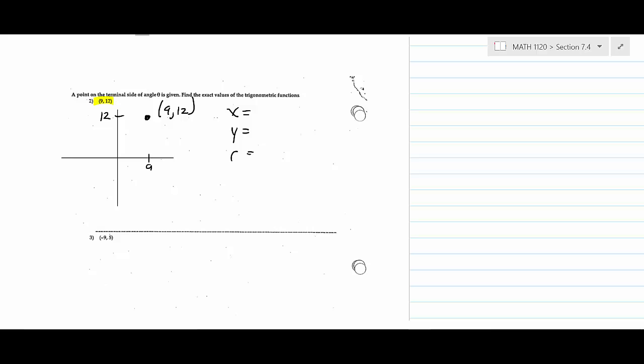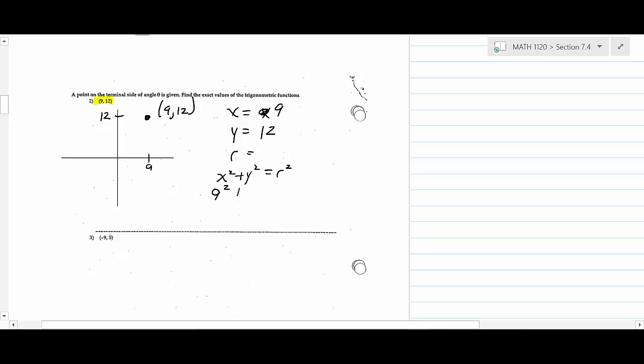Okay, so what's x? What did I give you? 9. What's y? Okay, so I have to give you that. So x is 9, y is 12. How do you find r? Pythagorean theorem, right? So we have x squared plus y squared is equal to r squared. A lot of times these turn out to be whole numbers. We call that a Pythagorean triple. Sometimes they don't. I think this is a Pythagorean triple.